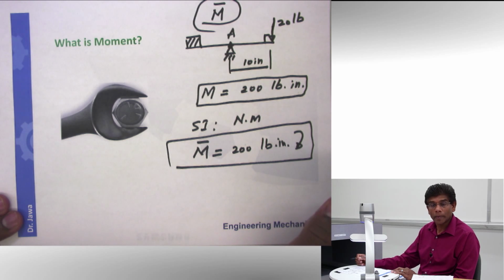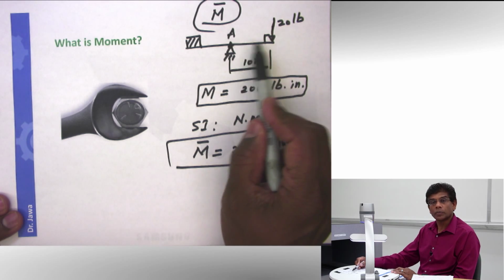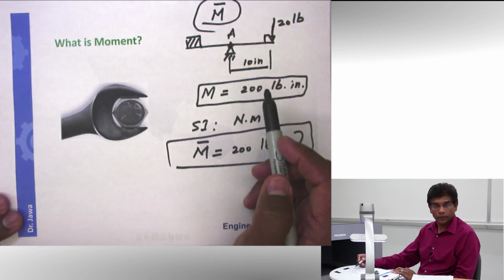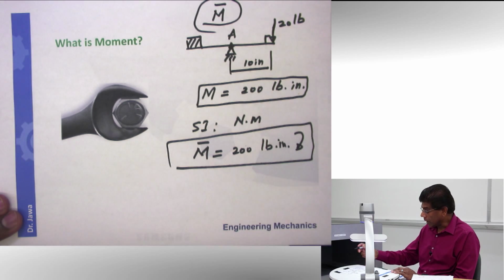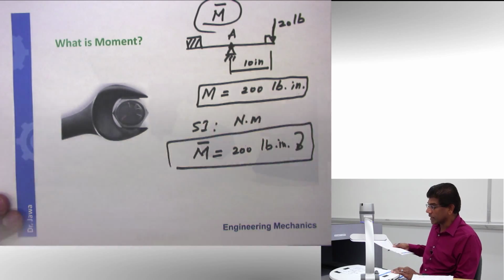So when we talk about moment, you should know the units, you should know the direction, and you should be able to find the magnitude of it by figuring out the perpendicular distance and the force. That's how simple moment calculations are done. Now, I want to draw your attention to a couple of different scenarios.